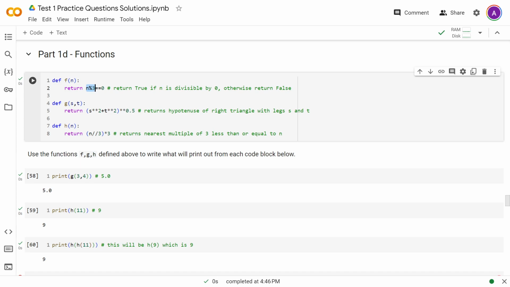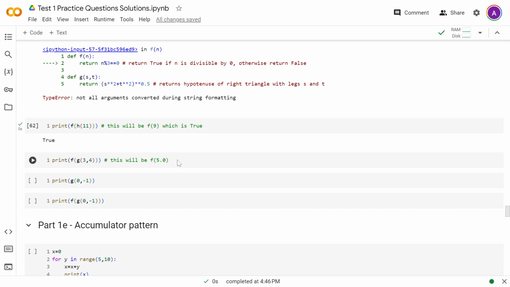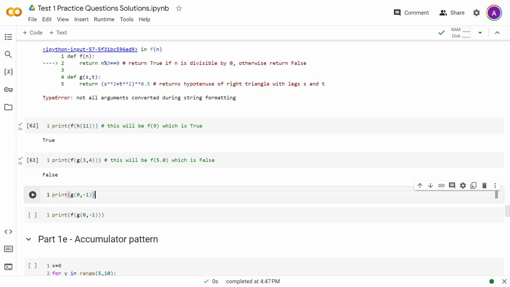Okay, what is 5.0 % 3? So remainder after division of 5 by 3. 3 goes into 5 one time, leaves a remainder of 2, or 2.0 since we're using floats. 2.0 is not equal to 0. So this will be false. Yep, false.